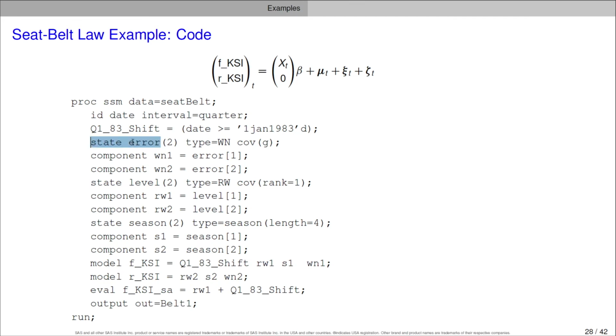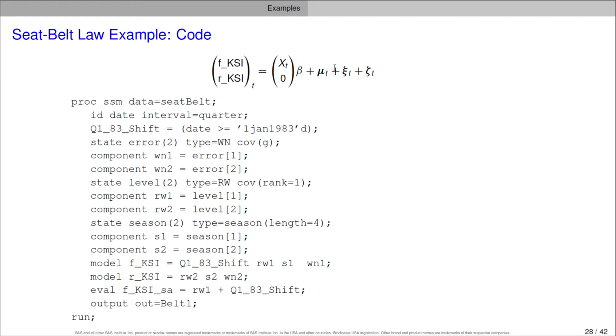The first statement defines a two-dimensional component or state vector. It's of type white noise and it has general covariance. So its covariance is a 2 by 2 covariance. And wn1 and wn2 are the first and second elements of this error vector, and they define white noise components that will be used later in the definitions of models for FKSI and RKSI.